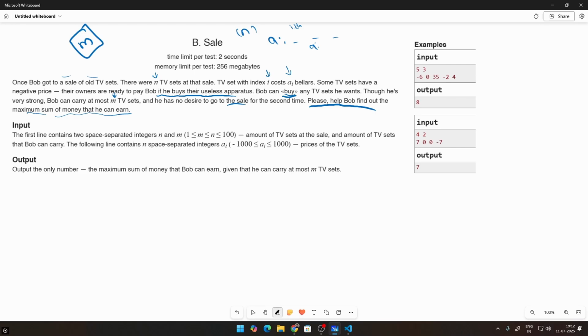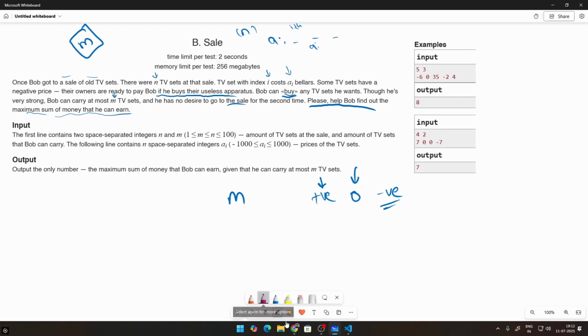What does this mean? They're saying Bob is selling some TV sets. The price of the TV sets can either be positive, some number that can be expensive, it can be 0, or it can be negative. Negative is the case where Bob will basically earn money, correct? And then 0 doesn't really matter to Bob. And then positive is where he'll be losing money. So they're saying at most m TV sets. Find out the optimum combination that Bob can carry so that he makes the most amount of money.